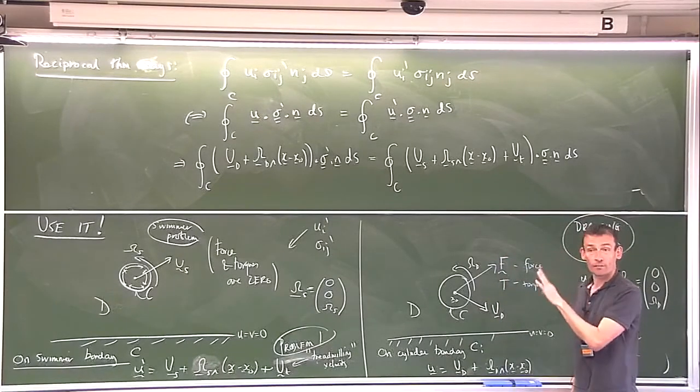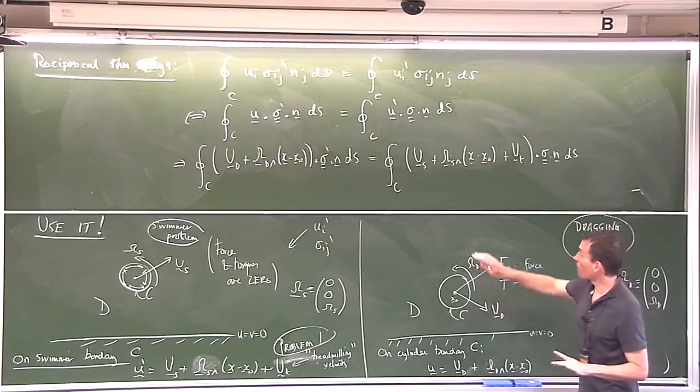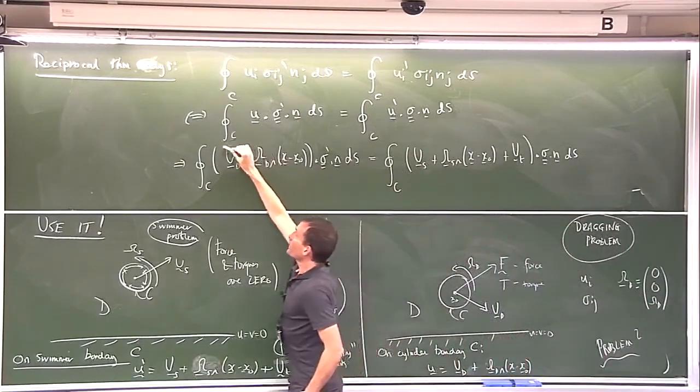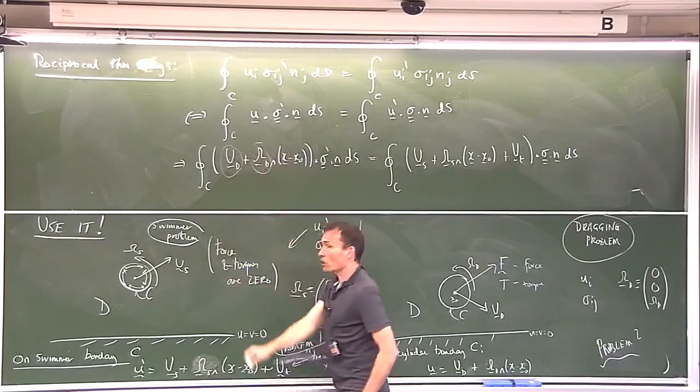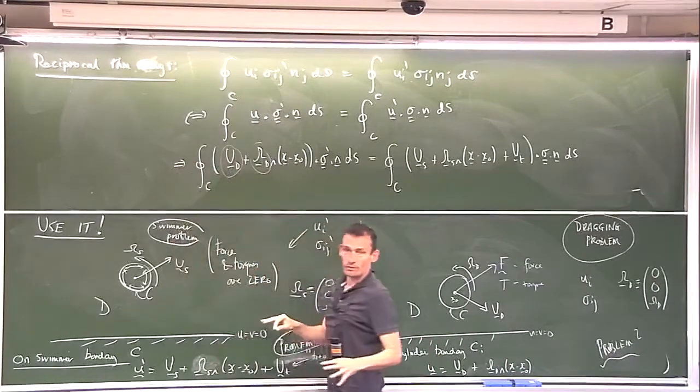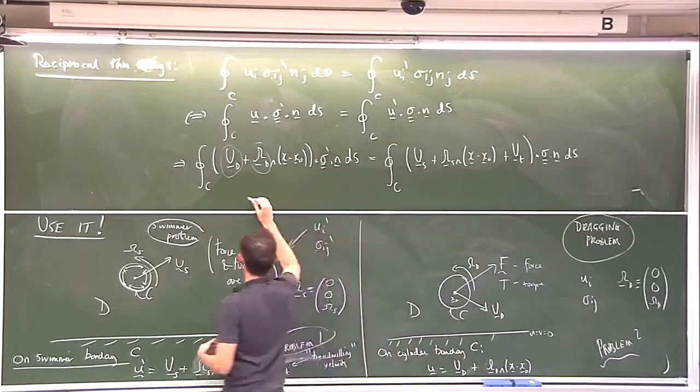Let's look at the left. Everyone see what I just substituted for the u, here and here? And look, these are constant vectors, so I can take them outside the integrals. So let's just look at this one.